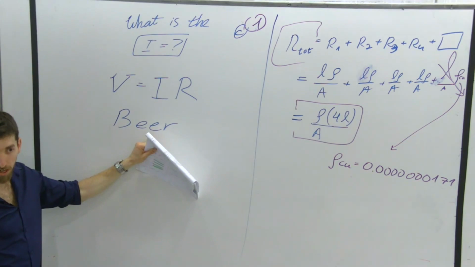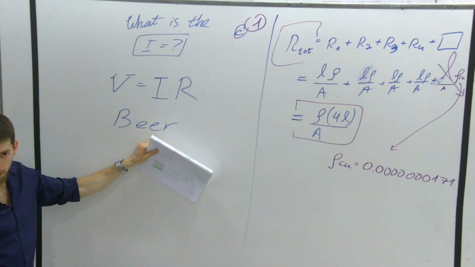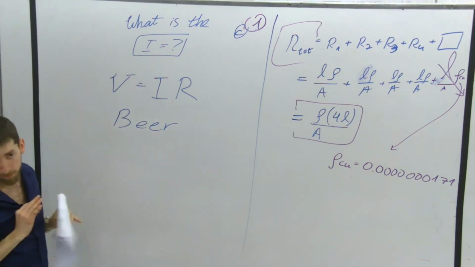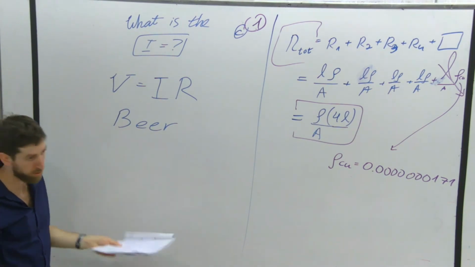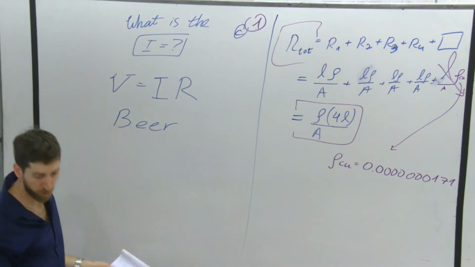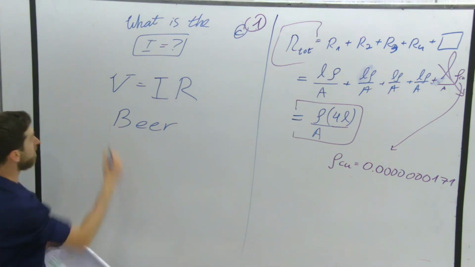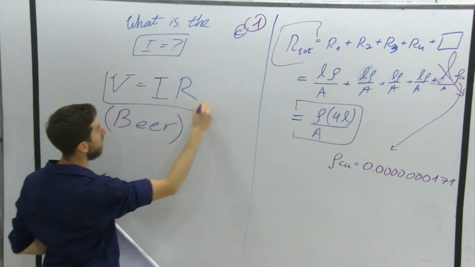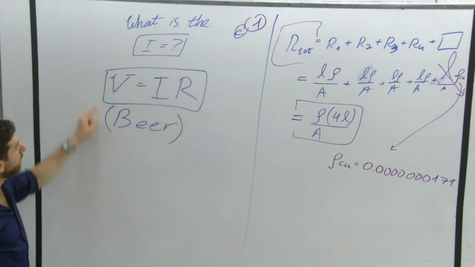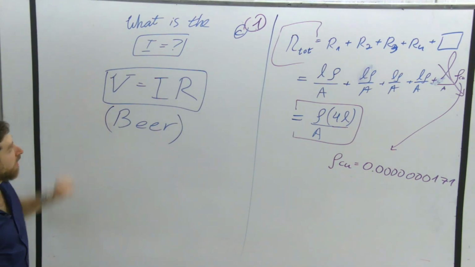VIR sounds a little bit like what? Like beer, right? So if you want a method to remember this formula, that's a fine, stupid method. Love it, adopt it. Don't like it, forget about it. I always call it the beer formula. Okay, so beer law, that's how I call it.